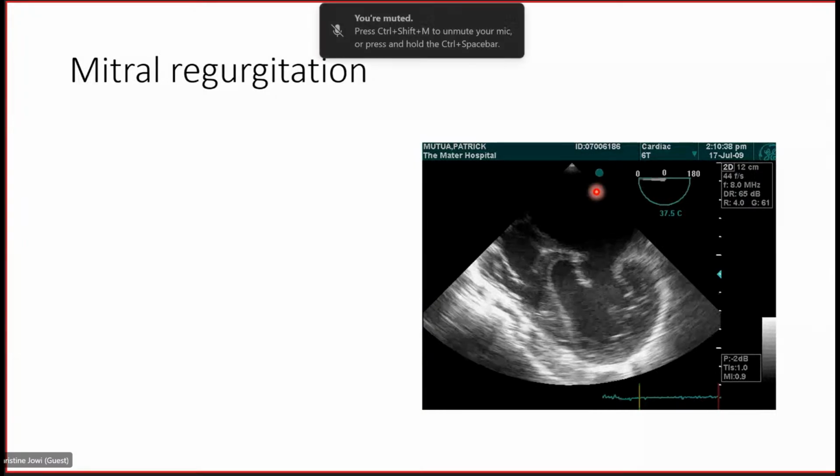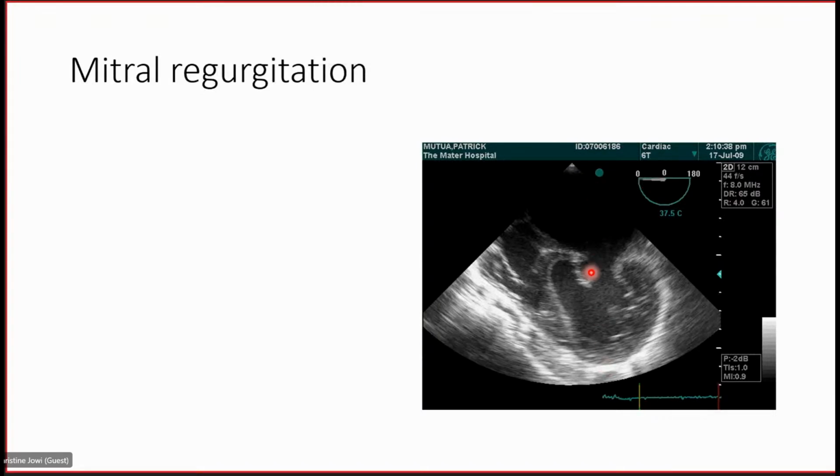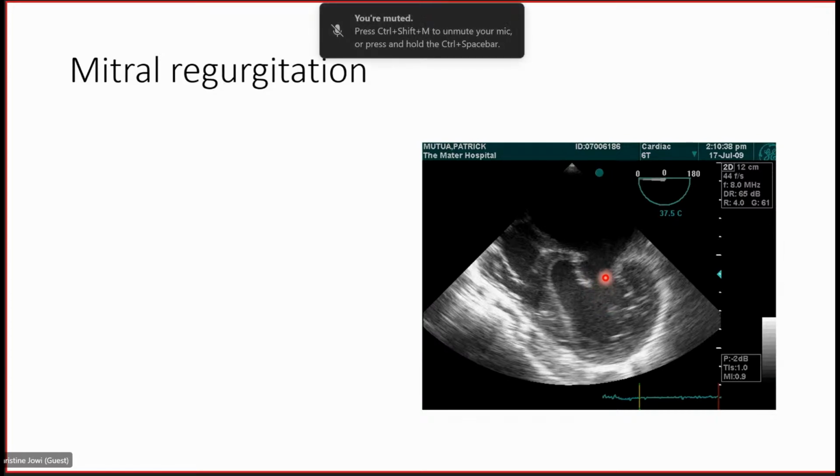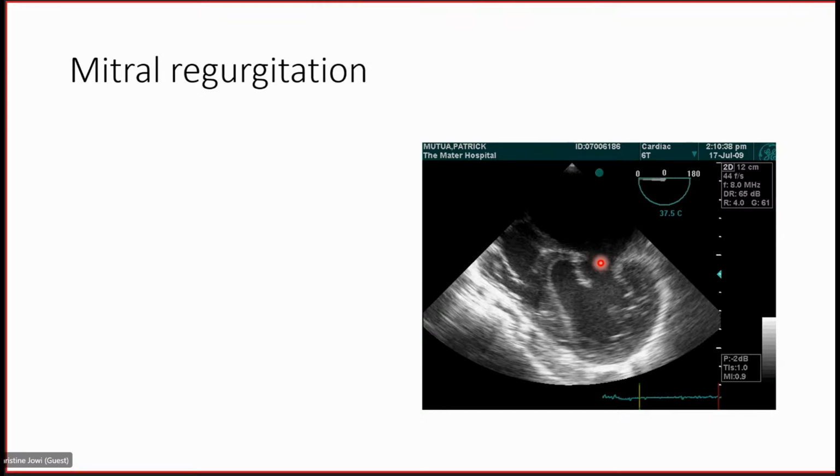So in mitral regurgitation, when the valve is supposed to close in systole, we start to have a leak. And the blood leaks back to the left atrium. The left atrium is a posterior structure. We find it in the left axillary line, the mid-axillary line and the posterior axillary line. That is where the left atrium is situated, and it's a posterior structure.